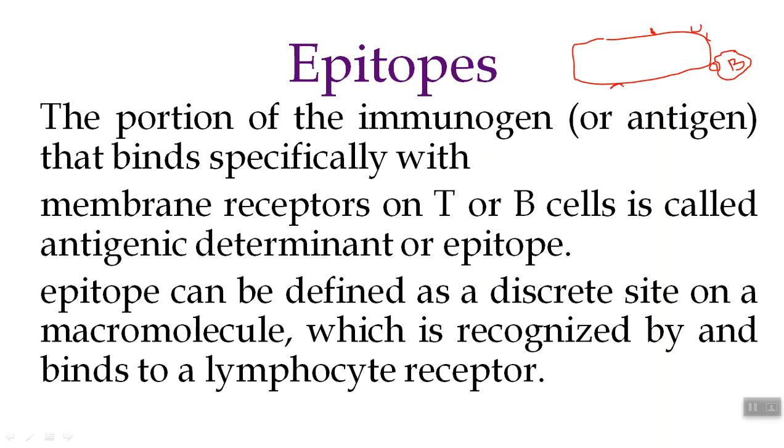They will be specifically recognized by the lymphocytes. An antigen may have more than one such epitope. So one antigen can have more than one epitope. The number of epitopes present on the given foreign substance or antigen is referred to as its valency.